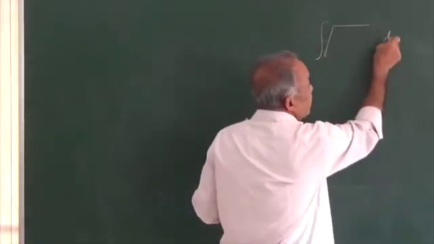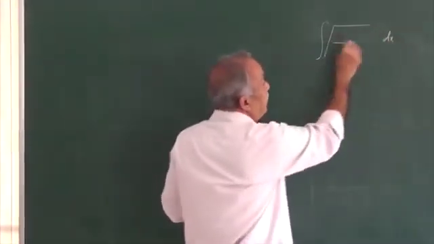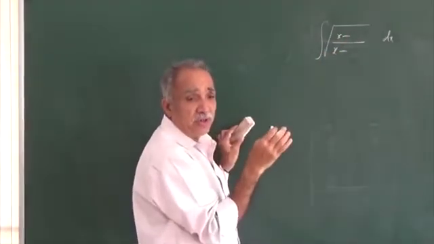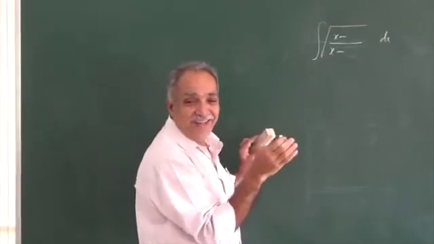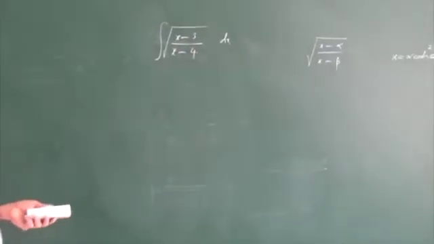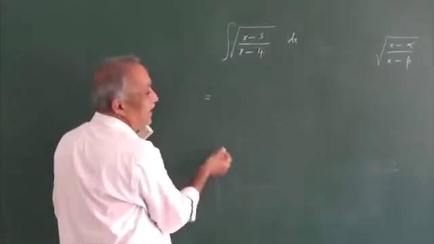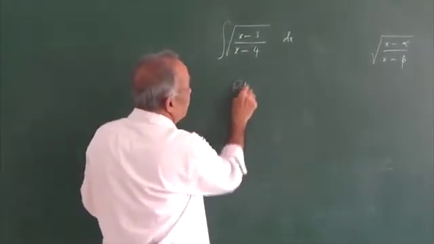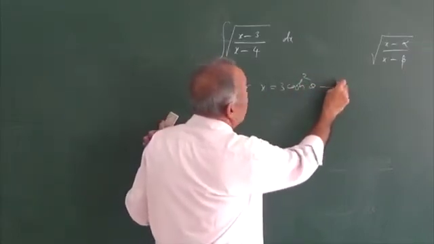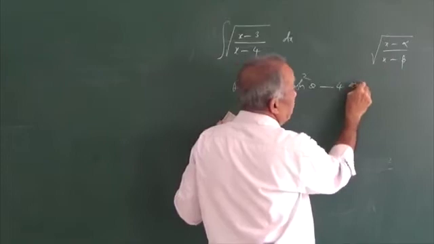Consider any one situation of that form, any alpha and beta, assign any pair of values for alpha and beta, values of your choice. Okay, 3 and 4. Put x equal to 3 cosh square theta minus 4 sinh square theta.